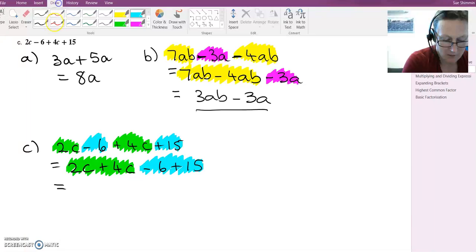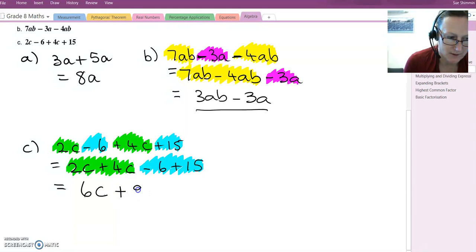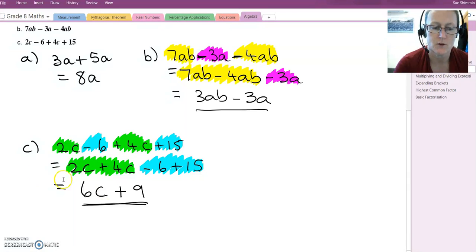Now I'm going to combine my like terms. So 2c plus 4c gives me 6c, and then I've got negative 6 plus 15. So on my number line I start at negative 6, add 15, and I will get 9. Can I do any more? No. That's where I have to stop. I can't combine those two as they are not like terms. They don't have the same pronumerals.